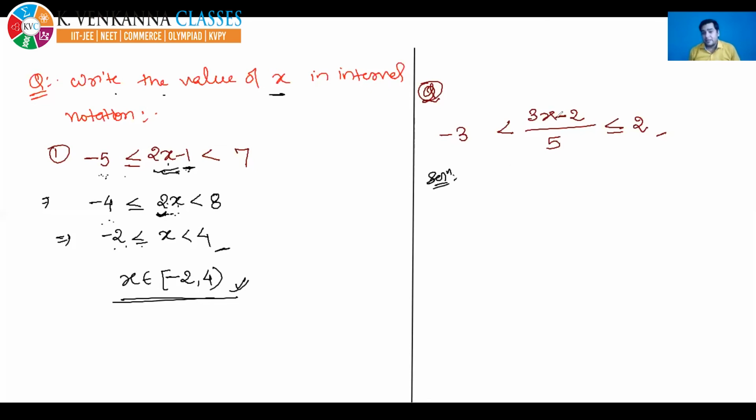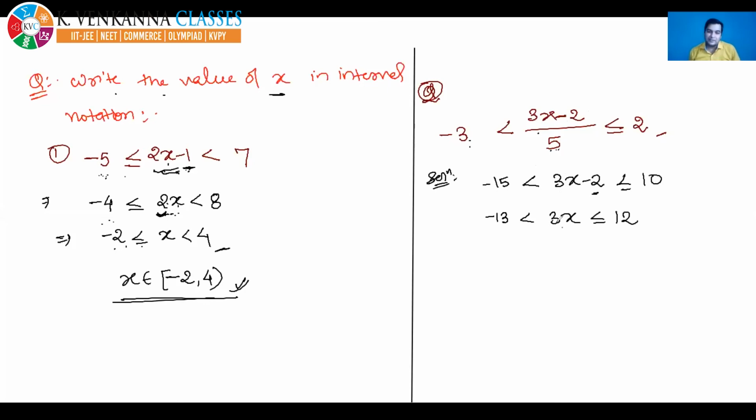I have to get the value of x. So except x, you have to remove all the things from here. First of all, I have to remove this 5, so multiply by 5 on all three sides. Here you will get minus 15, here 3x minus 2, here 10. Now, to remove this 2, add 2 on all sides. Adding 2 on all sides, here you will get minus 13, 3x, here 12.